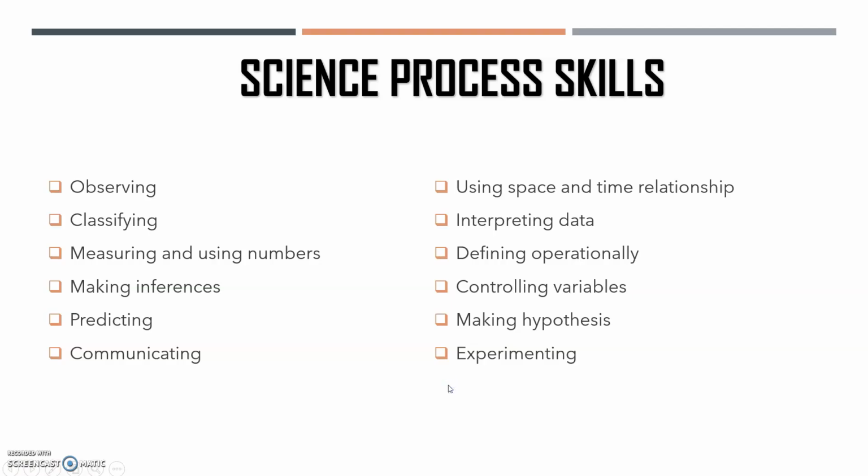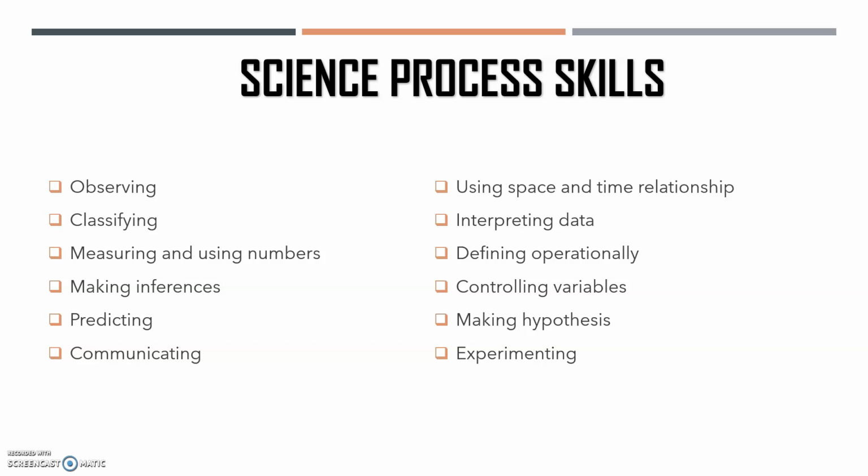There are 12 science process skills. The first one is observing. Observations are made by using the senses of sight, hearing, touch, taste or smell to gather information about an object or a phenomenon. For example, observing the characteristics of the parts of a plant.